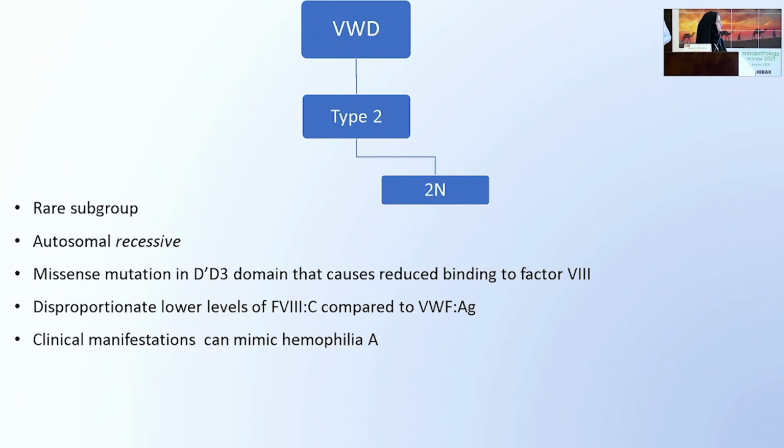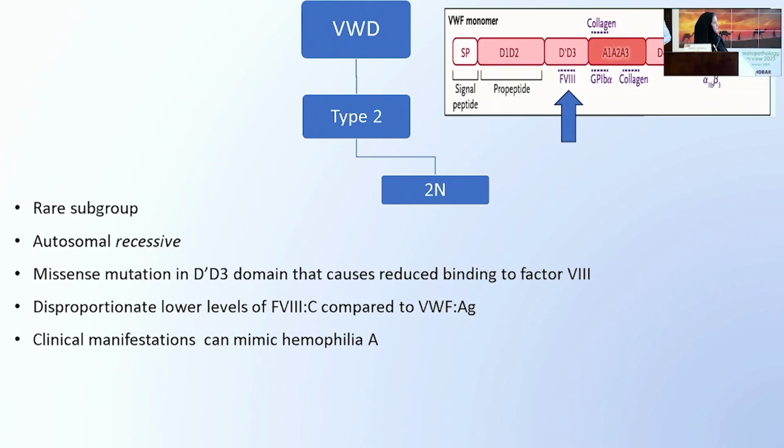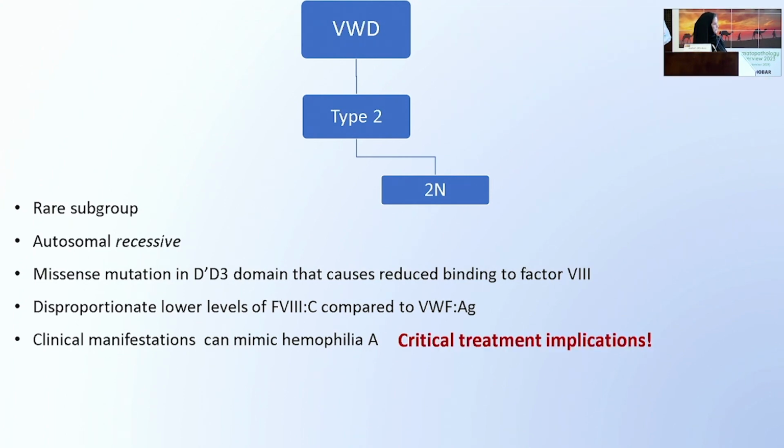Next is type 2N. It's a rare subgroup. It's an autosomal recessive disease. It's caused by missense mutation in the D'D3 domain that causes reduced binding to factor VIII. And you will see disproportionately lower levels of factor VIII compared to von Willebrand. Remember, I told you in type 1, usually it's about 1.5 that of the antigen. And the clinical manifestations can mimic hemophilia with critical therapeutic implications.